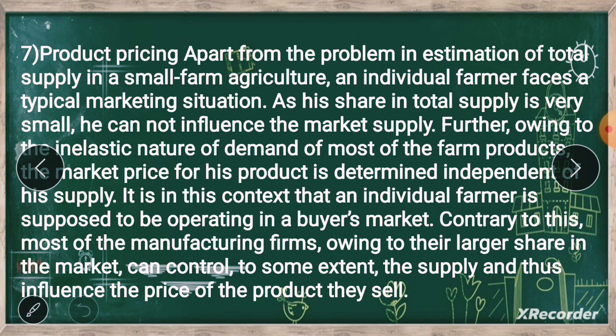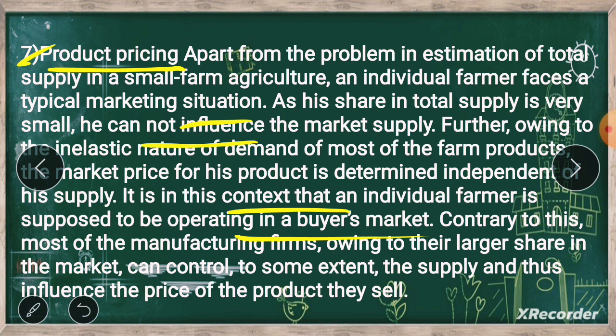The seventh point is product pricing. Apart from the problem in estimation of total supply in small farm agriculture, an individual farmer faces a typical marketing situation as his share in total supply is very small. He cannot influence the market supply, further owing to the inelastic nature of demand of most of the farm products. The market price of these products is determined independent of his supply. It is in this context that an individual farmer is supposed to be operating in a buyer's market.